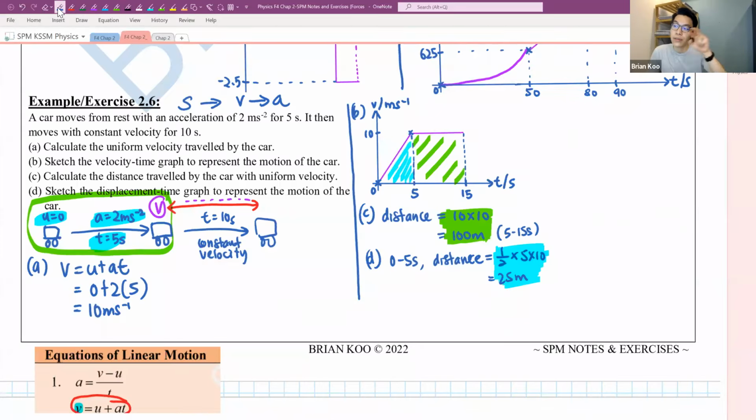Okay, so at first travel for 25 meters and then after that travel another 100 meters. That is your distance. So we can draw our displacement time graph already.